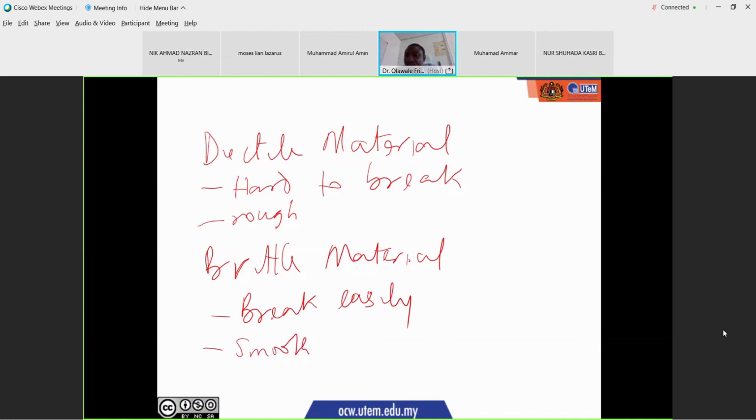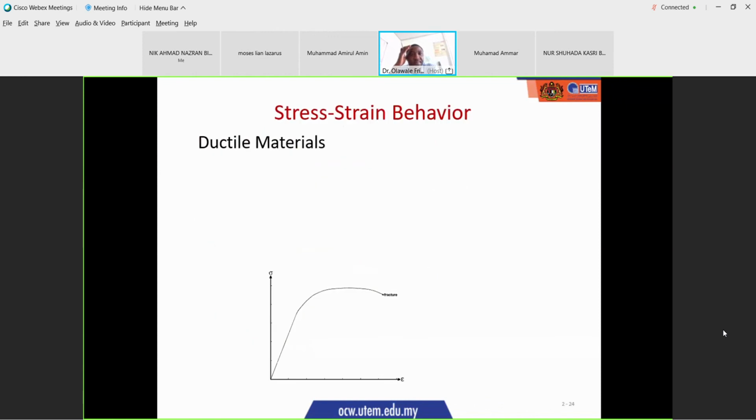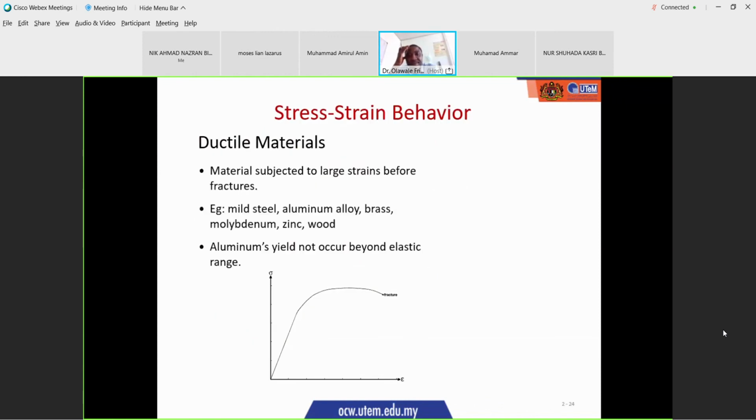Now, why is this like this? Why is brittle material hard to break and rough when you break it? And why is ductile material easy to break and smooth? Let's look at that now. Ductile materials are materials subjected to large strain before failure. So when you want to break it, that's why it's hard, because it's subjected to large strain before failure.